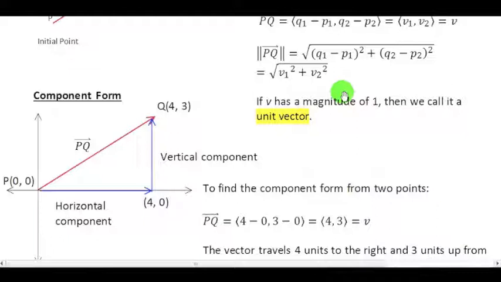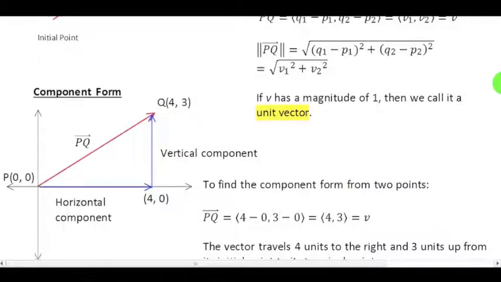In any direction, it doesn't matter which direction it goes in. Now we have special vectors that go in the direction of the x-axis and the y-axis. We call those unit vectors i and j, and we'll talk about those a little bit later on. But any vector that has a magnitude of 1 can be a unit vector. Let's look at the component form for a little bit.